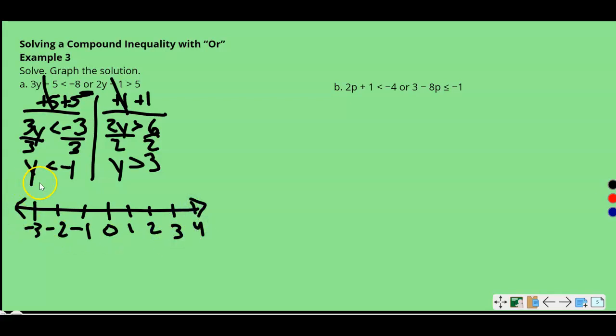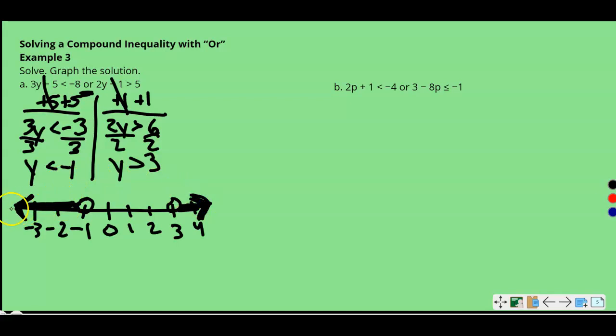All right, so now that I have my graph, I'm going to say y less than negative 1. So I need an open circle at negative 1, and less than would be going to the left. Everything up to negative 1, but not including negative 1. Less than negative 1. All right, and the second part, y greater than 3. So I need an open circle on 3. And everything greater than 3.